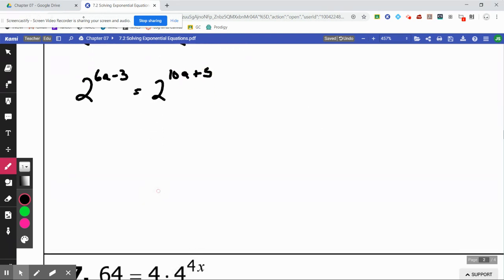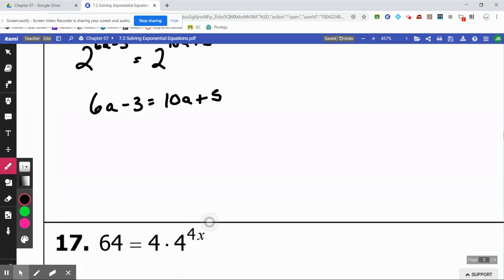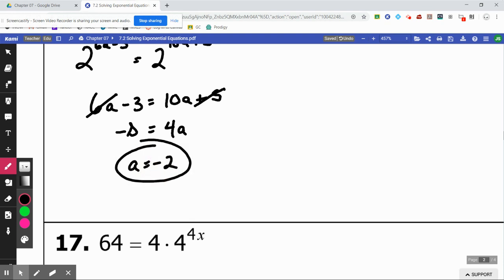Set your powers equal to each other. Gives you 6a minus 3 is equal to 10a plus 5. Move your a's to the same side. Let's subtract 6a's. It leaves you with 4a's. Subtract 5 leaves you with negative 8. Divide by 4 gives you a is negative 2.